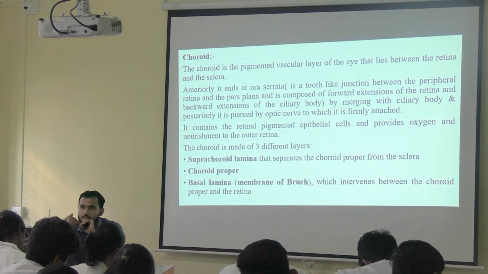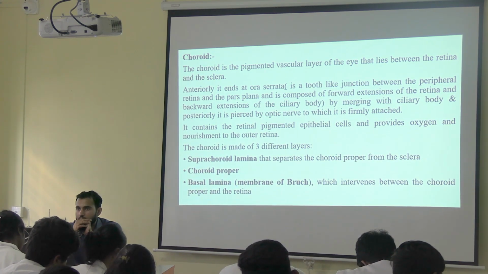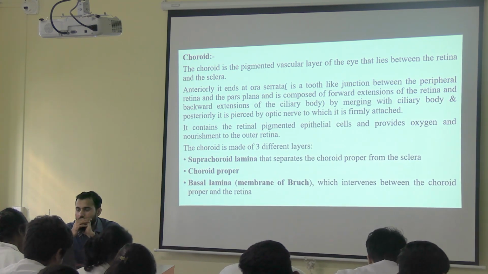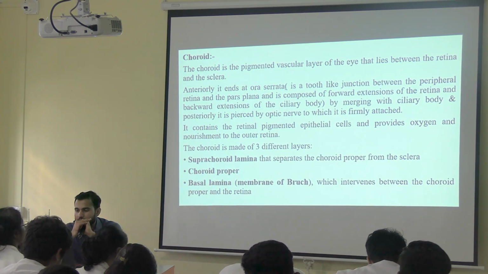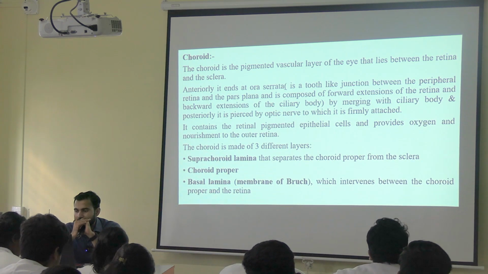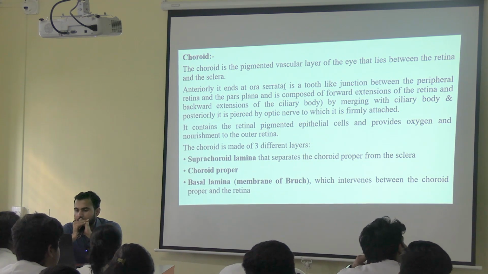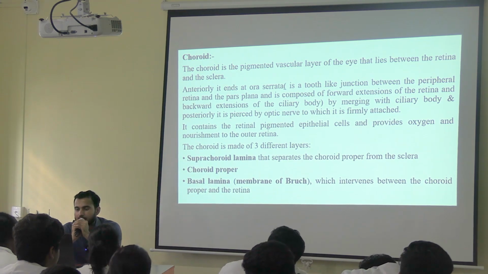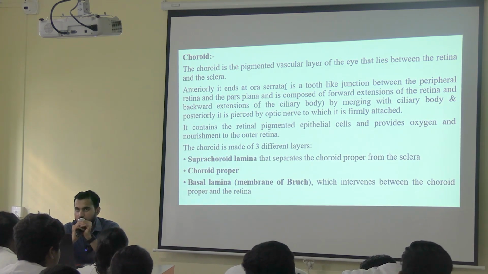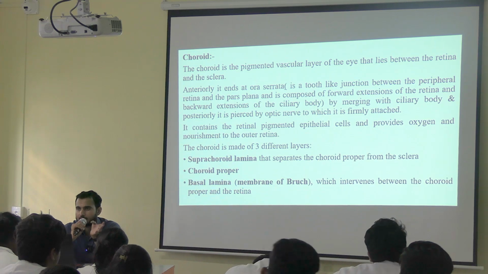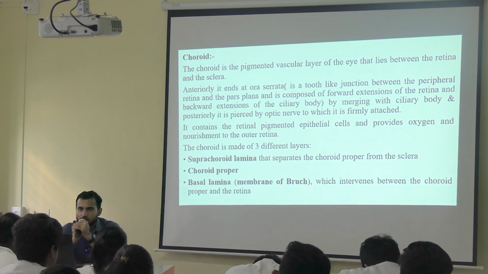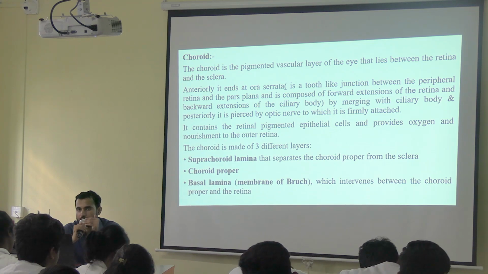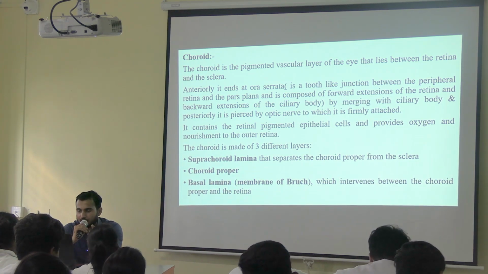Now, if you see the extension of the choroid, anteriorly it is ending at the ora serrata. Ora serrata is actually an extension of the retina. It is a tooth-like junction between the peripheral retina and pars plana. Now what are the peripheral retina and pars plana? That will be discussed in the gross anatomy. Just keep that in mind. The anterior extension of the choroid is the ora serrata.